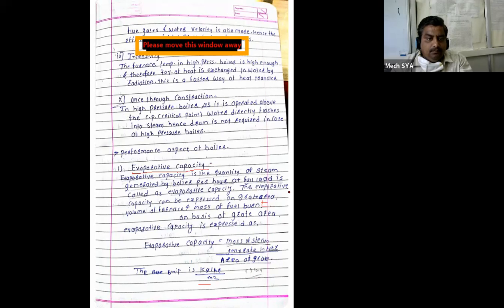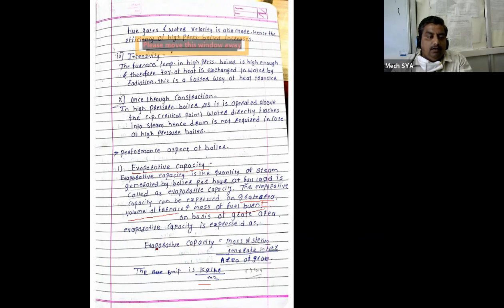The evaporative capacity is expressed on the basis of grate area, with reference to volume of furnace, and with respect to mass of fuel burned. So on this basis it can be expressed. Per meter square of grate area, how much steam is generated by the boiler.